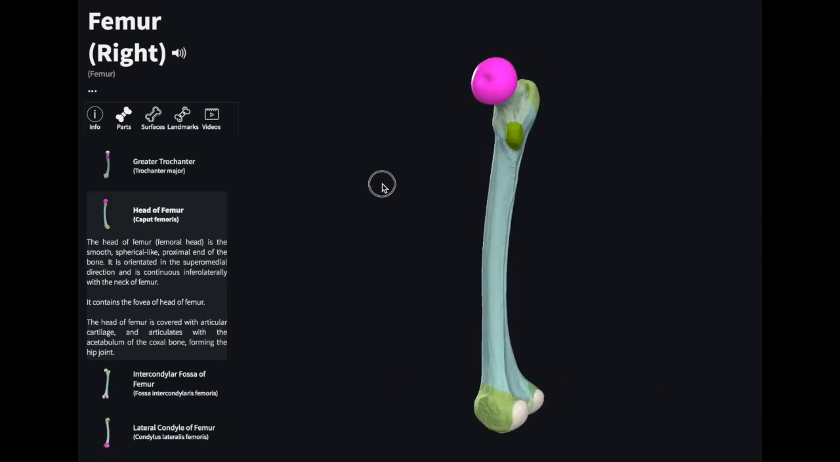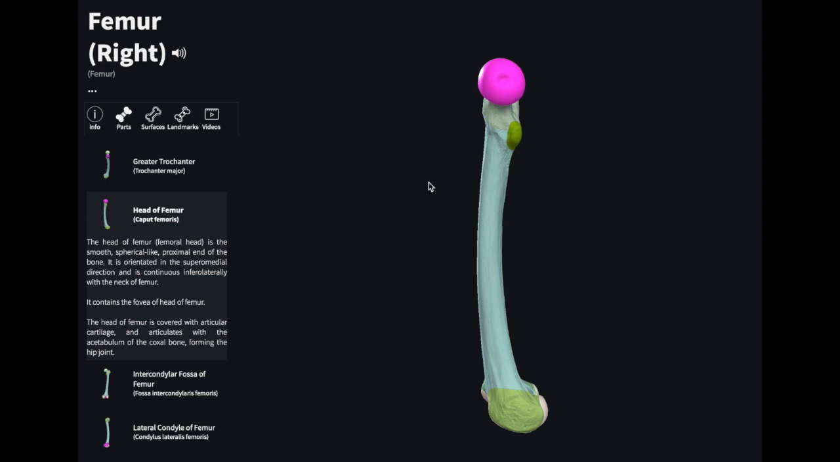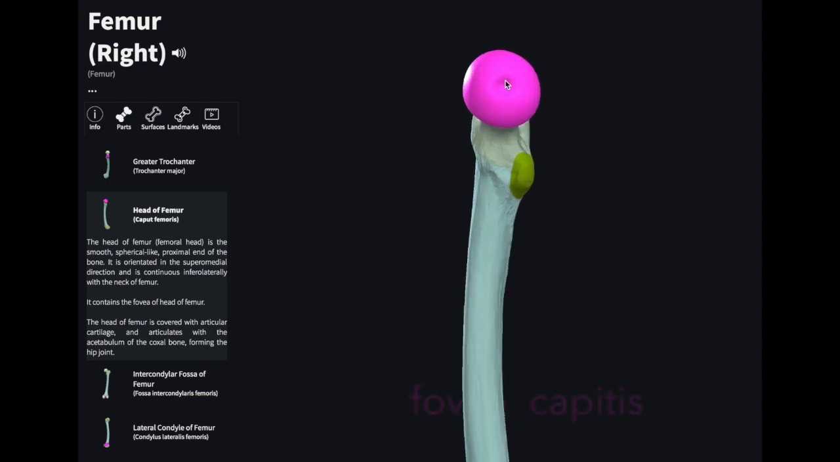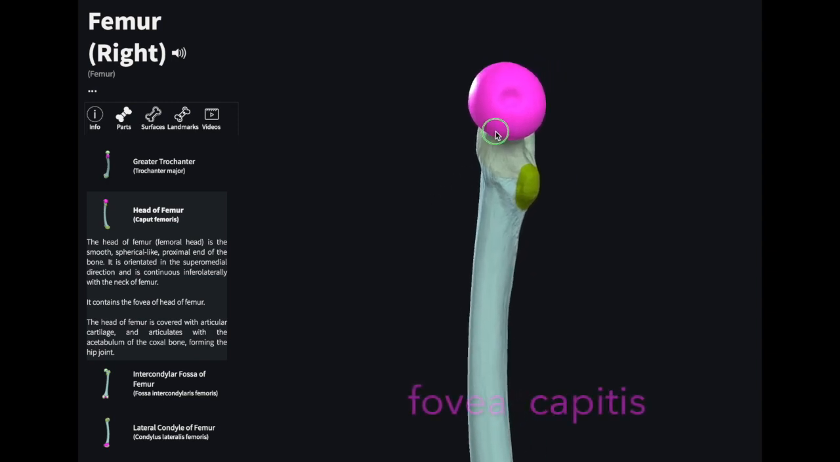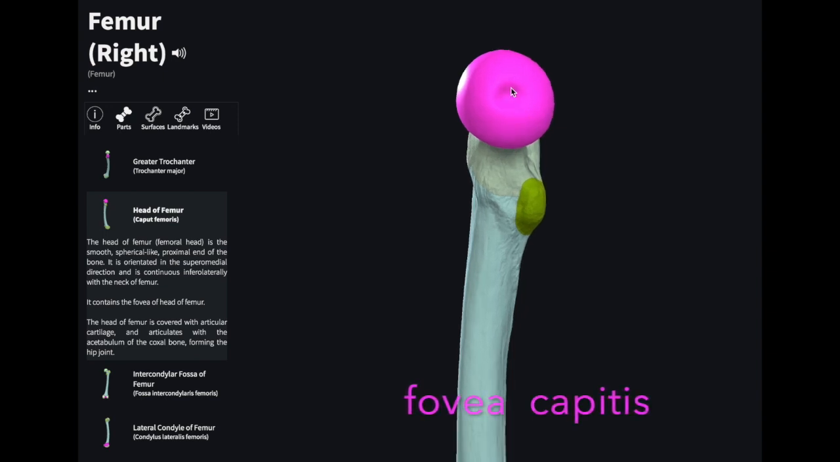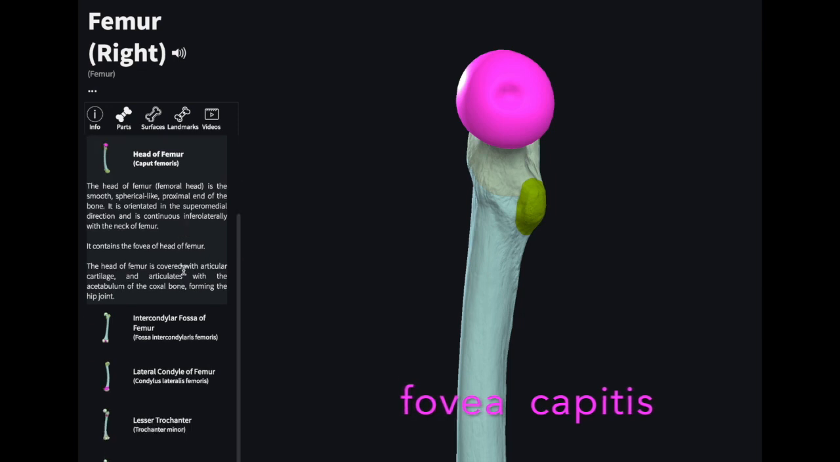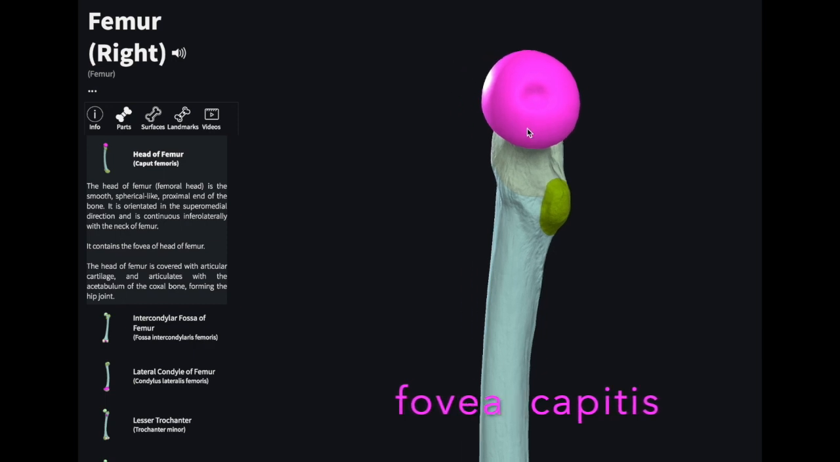Okay. And then if I look at the most medial aspect, the head makes up the medial side, there is this little divot in here. This is known as the fovea capitis. Fovea capitis. And its job is to articulate and secure the femur into the acetabulum here.